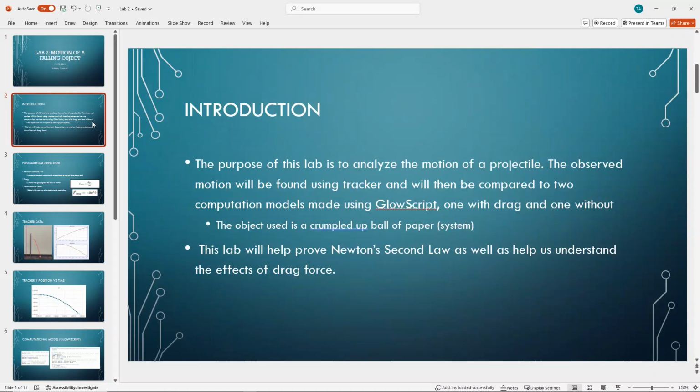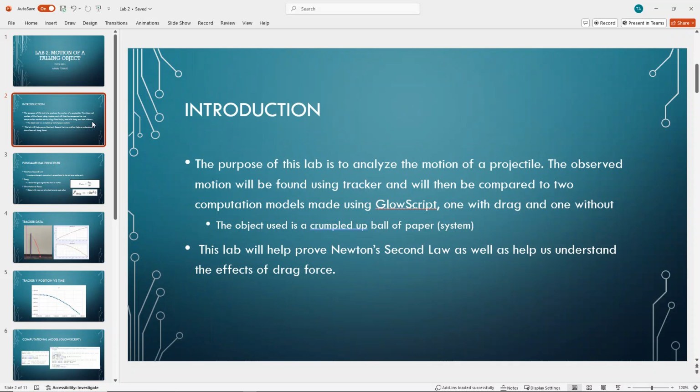The purpose of this lab was to analyze the motion of a projectile. The observed motion of the projectile will be found using Tracker and then compared to two computational models made using GlowScript, one that includes drag and one that doesn't include drag.